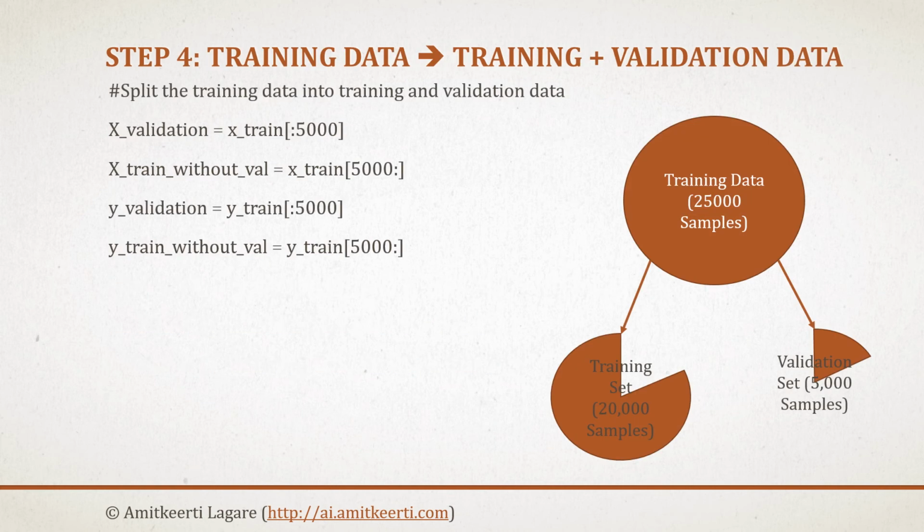Now the training data comprises 25,000 samples that are split into a training set of 20,000 samples and a validation set of 5,000 samples. The model will learn from the training set samples and subsequently we will fine-tune it using the validation set of 5,000 samples.